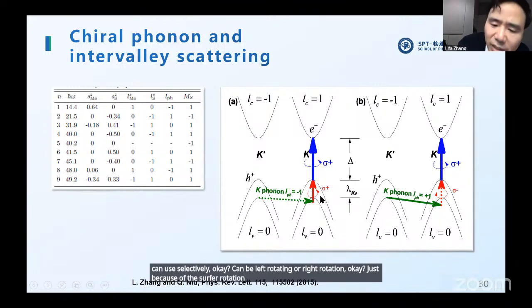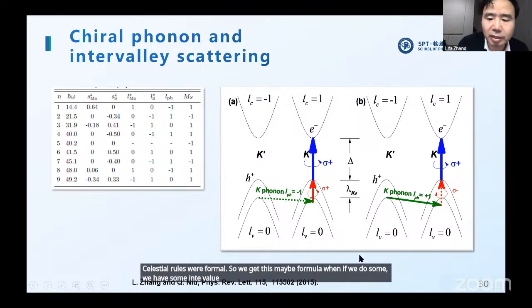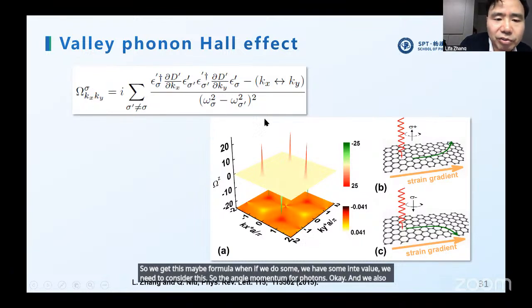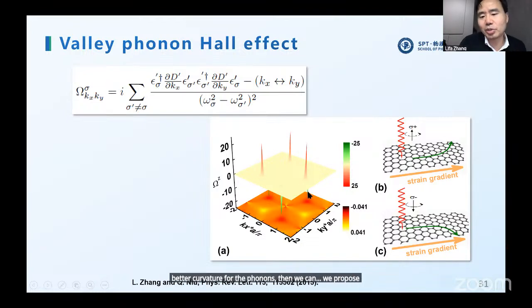Okay, so for intervalley scattering, we also have such selection rules for phonons. We get this formula when we have some intervalley scattering; we need to consider the angular momentum for phonons. And we can also calculate the Berry curvature for the phonons. Then we propose some value for the Hall effect.